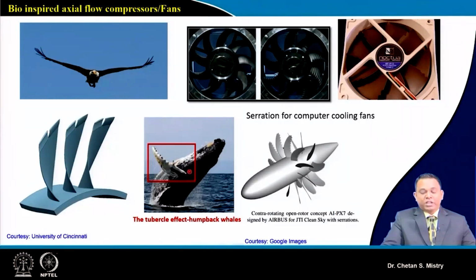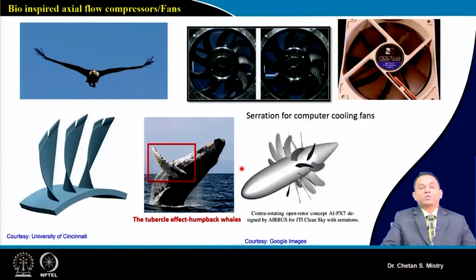Similarly, there is a concept called the tubercle effect, based on humpback whales. Here, if we look, they have a serrated surface, which in technical language people call tubercles. This helps whales minimize the drag and to propel.